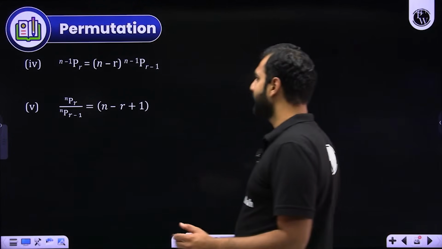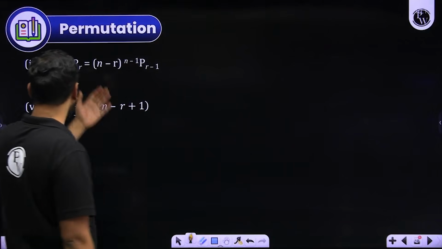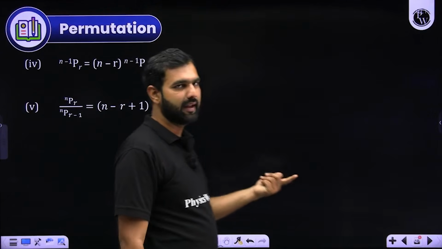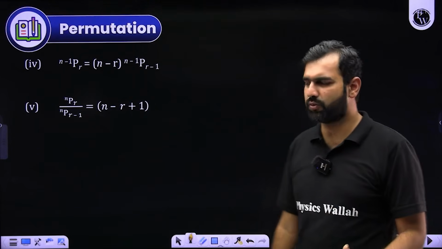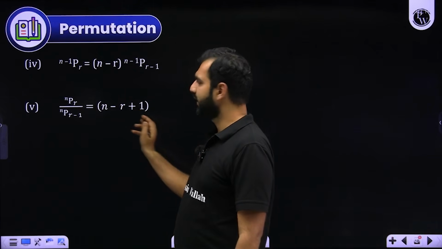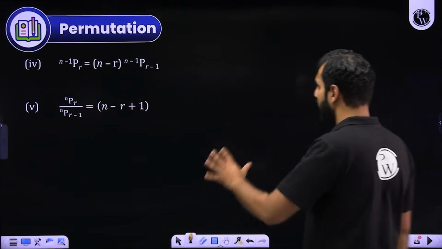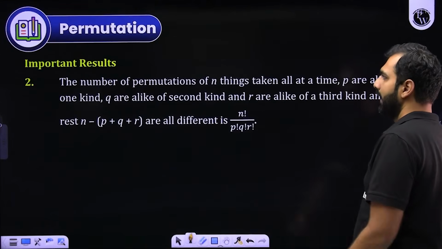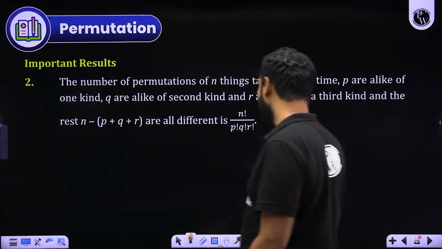There is one more result which is again relevant to the formula only. nPr is (n minus r) times (n minus 1)P(r minus 1), some basic expansions. And on the basis of this only, this and this result can also be generated. Apply the simple formula and these formulae can be worked upon. Now, there is one more result. This is something very crucial.